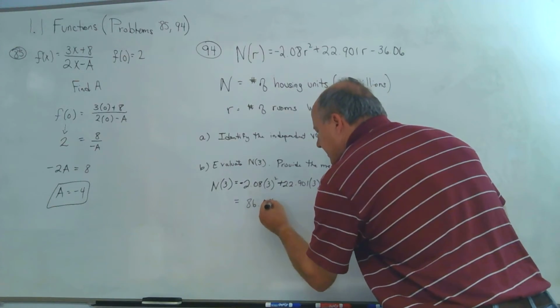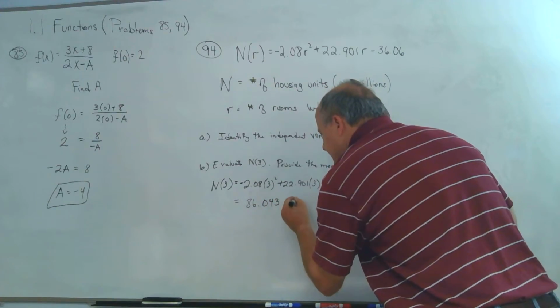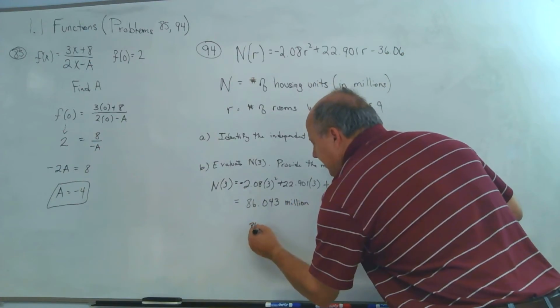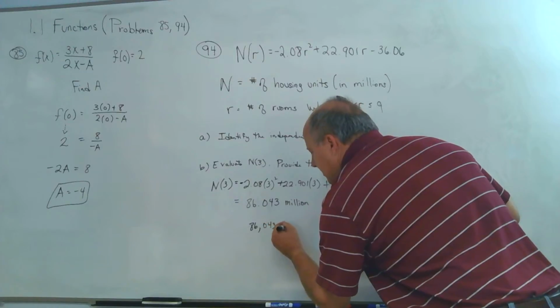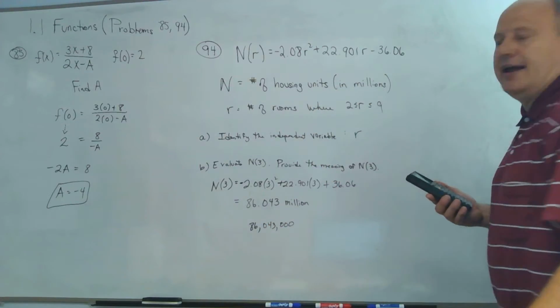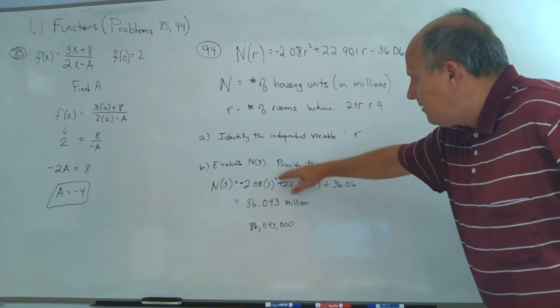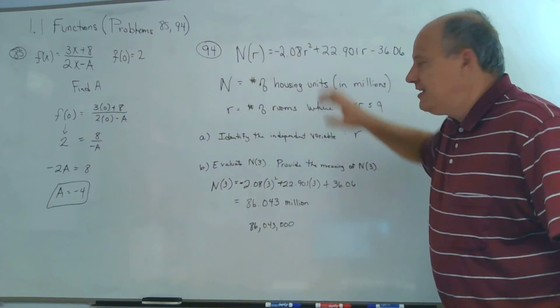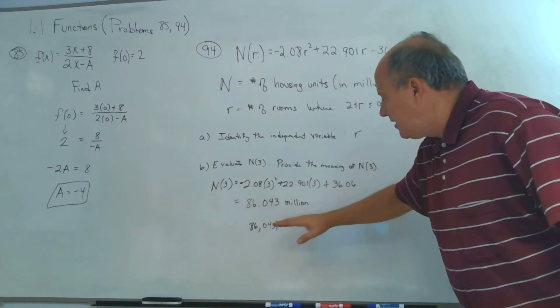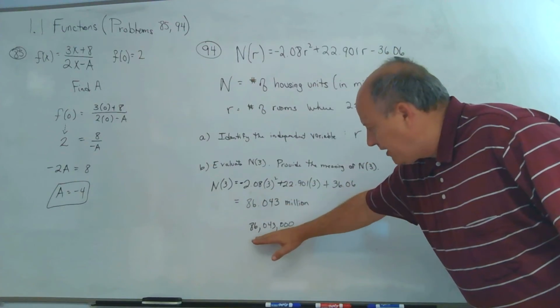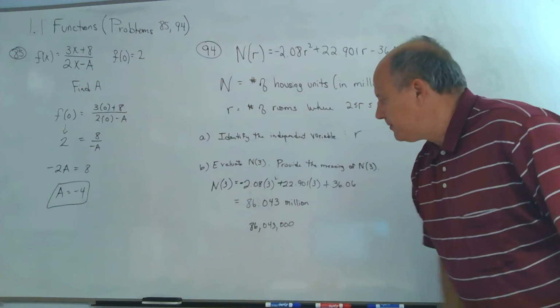So it'll be 86.043. And that's million. So you're like, what is that number really? It's 86,043,000 housing units. So that's what n of 3 is if you write the problem down correctly. It's 86.043 million, and that's what the number is as a real looking number.